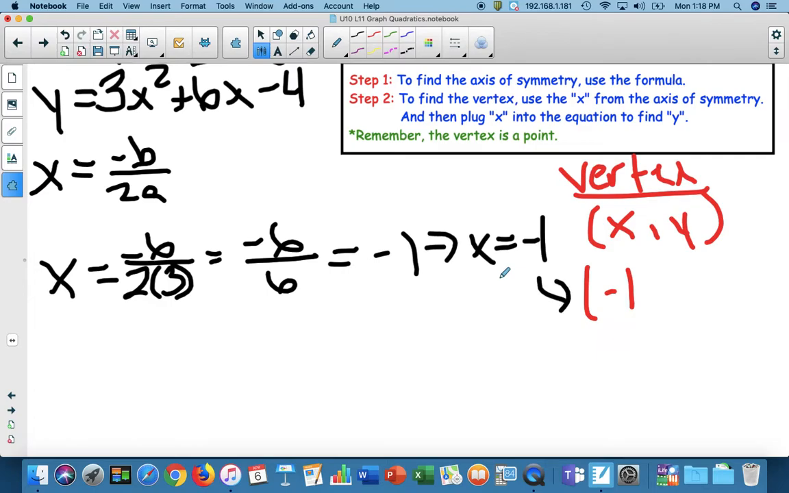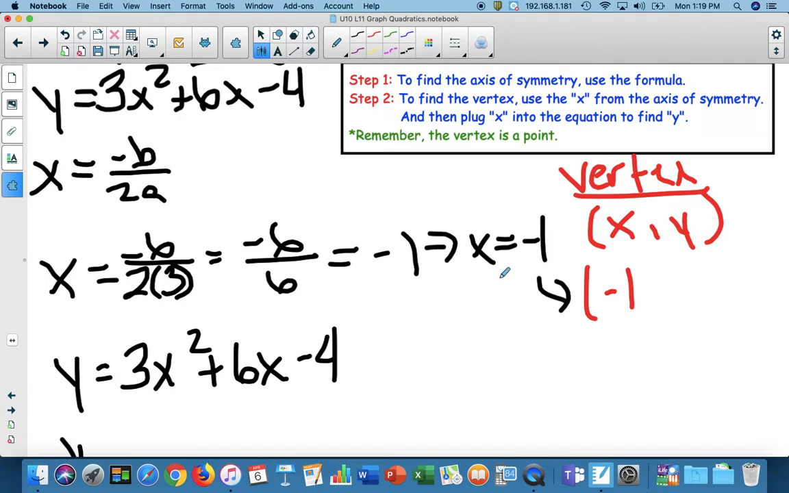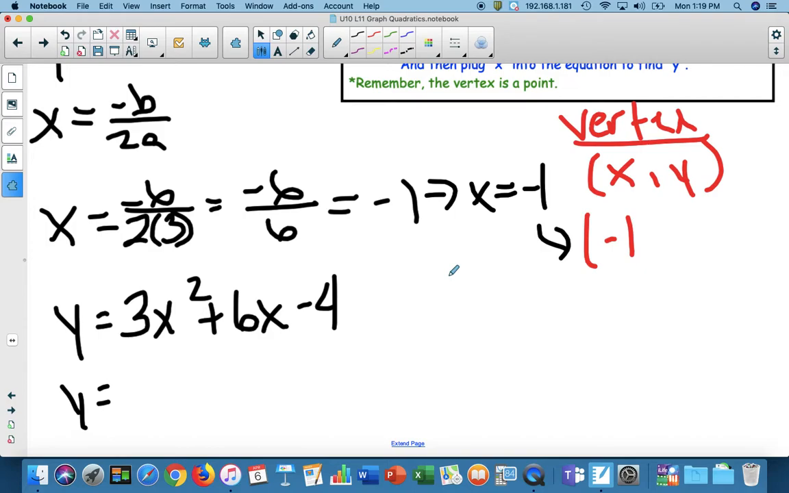Now, how do we find our y value? Well, remember, if we already have our x value, just like you would do with a normal equation, you plug it in to find your y value. So we're going to plug it underneath. So we have y equals 3x squared plus 6x minus 4. We're going to plug in negative 1 for x.